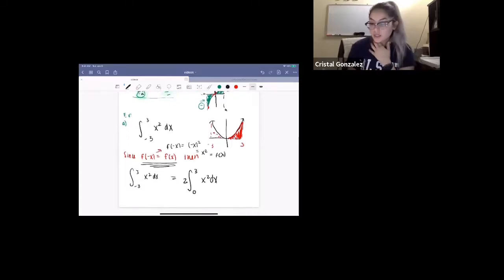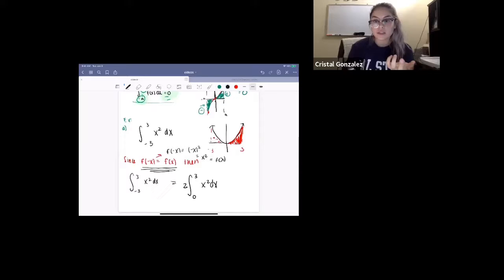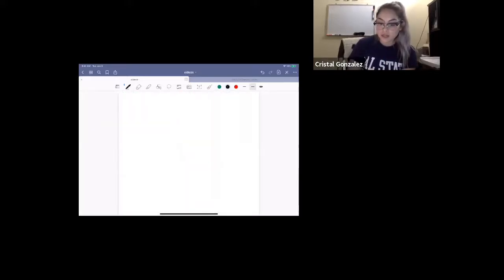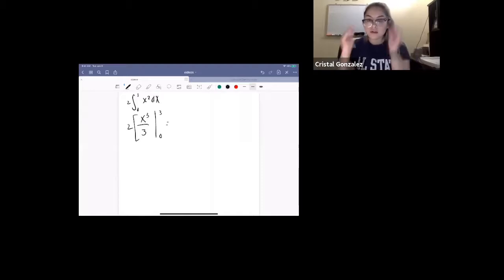And now we can easily integrate this function, right? So we had 2 times x squared dx. We just apply that backwards power rule, and we'll get x cubed over 3 evaluated from 0 to 3. Okay, and so now from here, all you're going to do is just do your f of b minus f of a, which is going to be 3 cubed over 3 minus 0 cubed over 3.